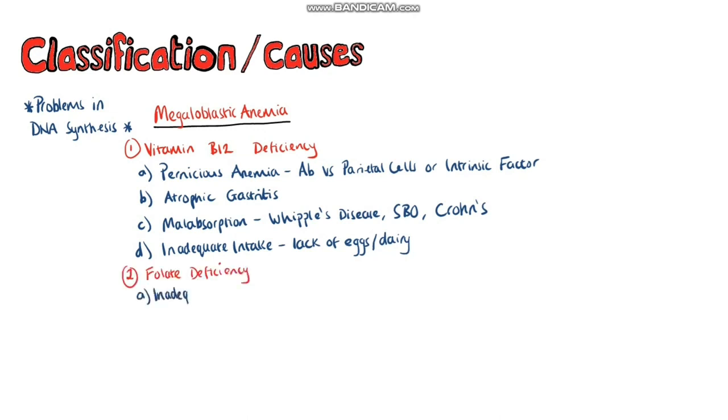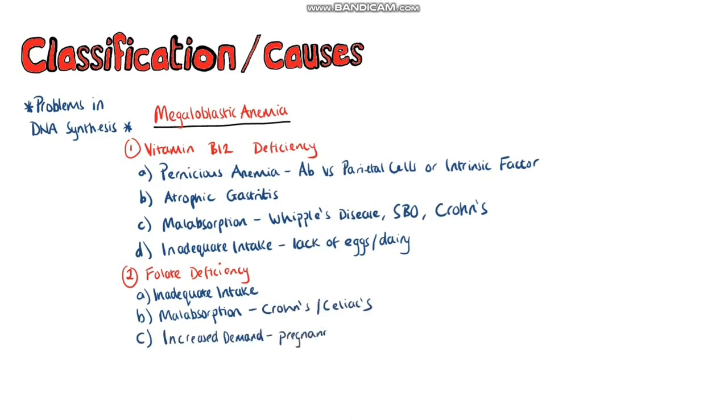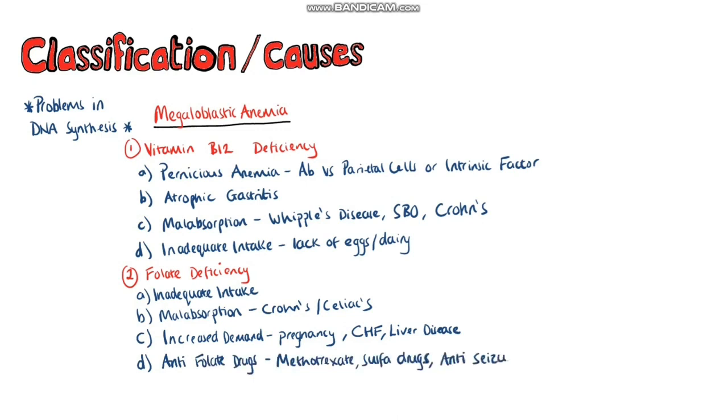Folate deficiency mostly comes from a diet deficient in fruits and vegetables, but can also be caused by malabsorption, such as in Crohn's and celiac disease. It can also be caused by an increase in demand. The biggest one is pregnancy, and this is due to the folate catabolism that occurs. Congestive heart failure and liver disease can also lead to an increased demand due to the release of folate from the damaged cells. Finally, there are some anti-folate drugs such as methotrexate, sulfa drugs, or anti-seizure medication like phenytoin and barbiturates. Alcohol may also interfere with folate metabolism.